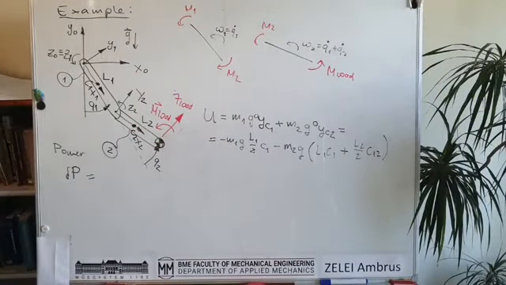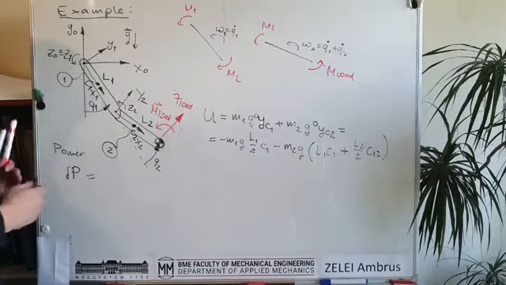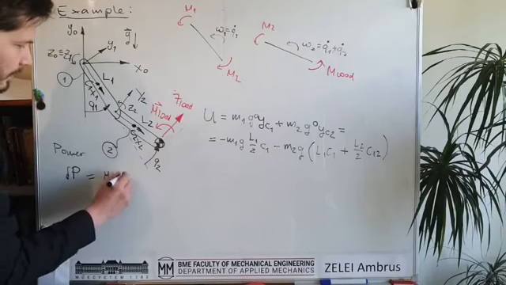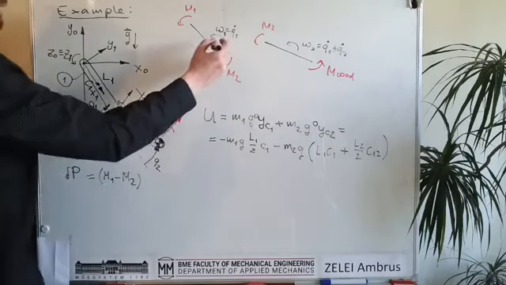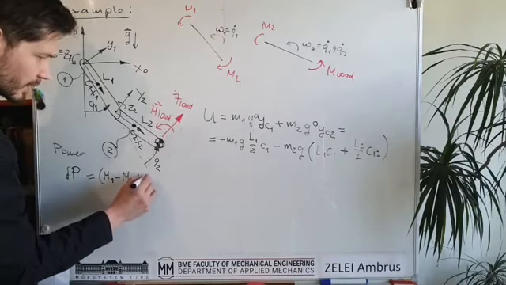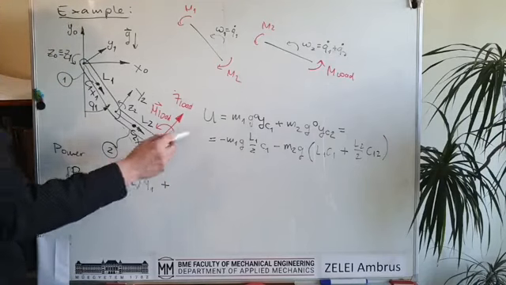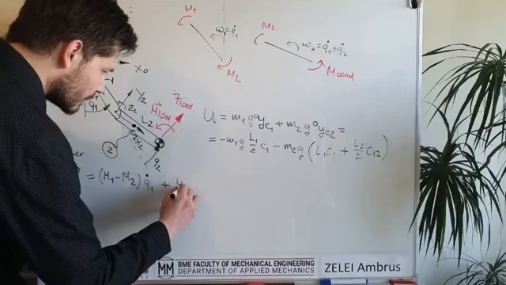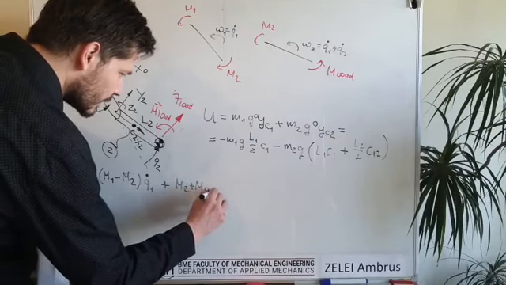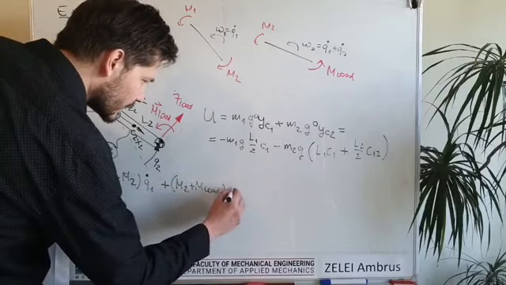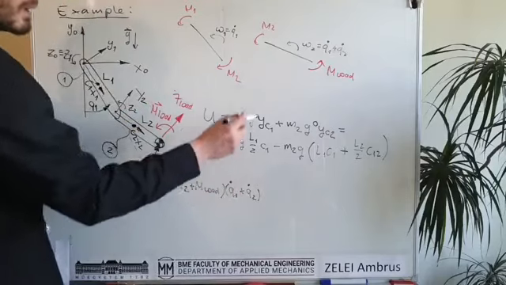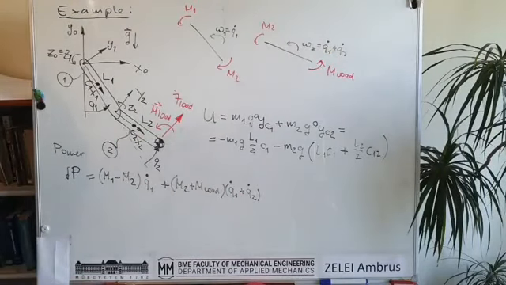So the power of these torques are M1 minus M2 times the angular velocity, which is Q1 dot. And for the other rigid body, you collect everything. So the power of all of the forces in the whole system. So this is M2 plus M loading torque times Q1 dot plus Q2 dot, which is the absolute angular velocity for the second rigid body.